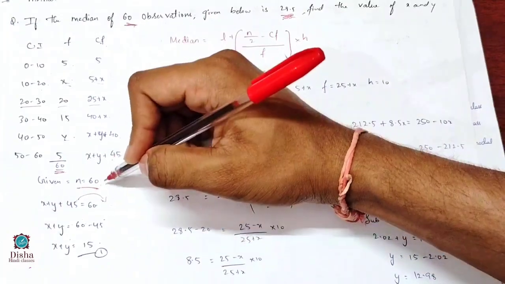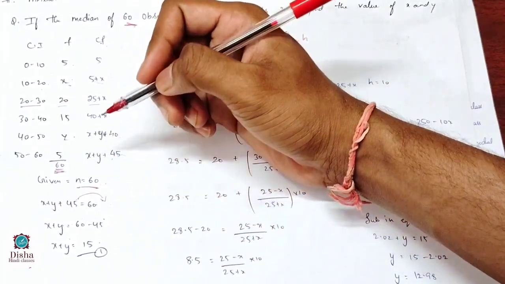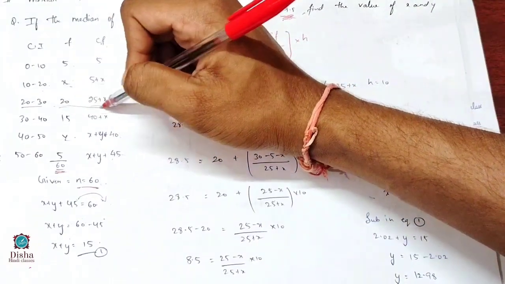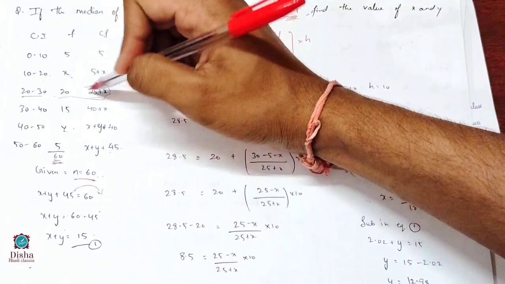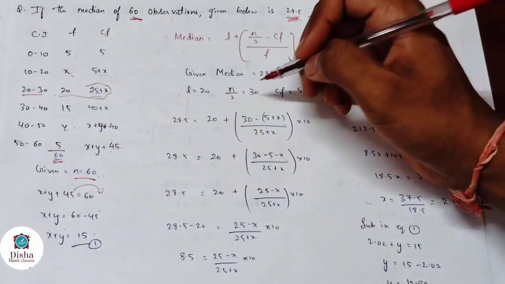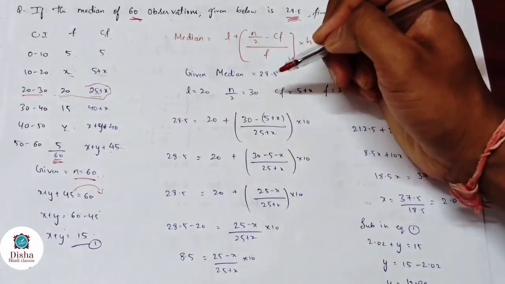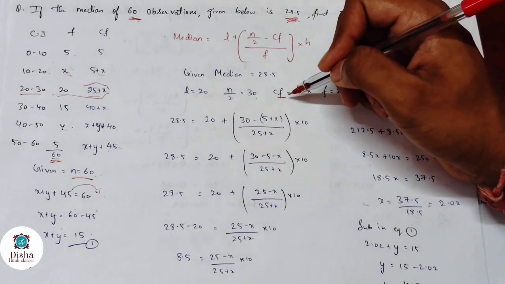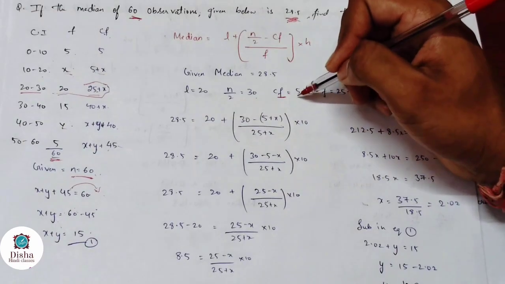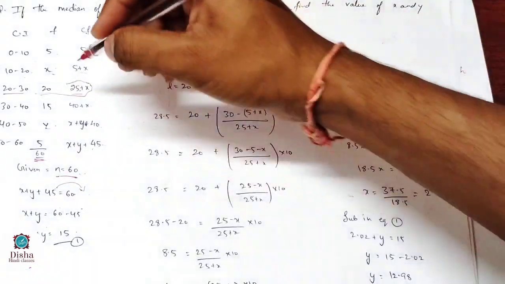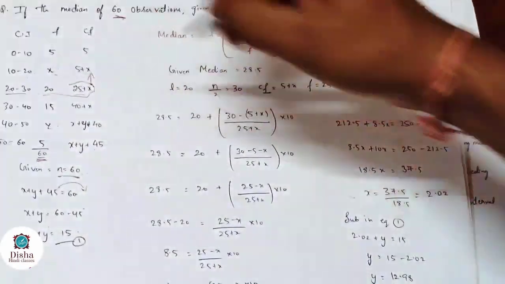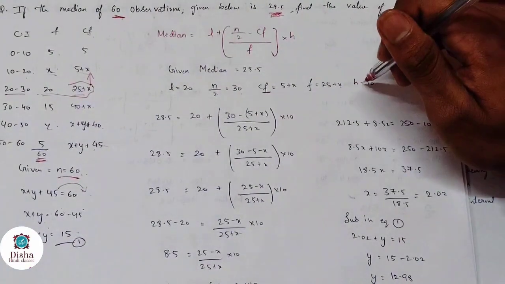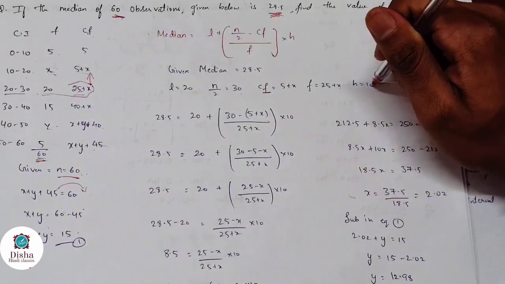What is the median class here? As n is 60, n divided by 2 would be equal to 30, right? So 30 would be falling in this median class itself, 25 plus x. Now n by 2 equals 30, and the cumulative frequency of the class preceding the median class is 5 plus x, and the frequency of the median class is 25 plus x, and h is 10.